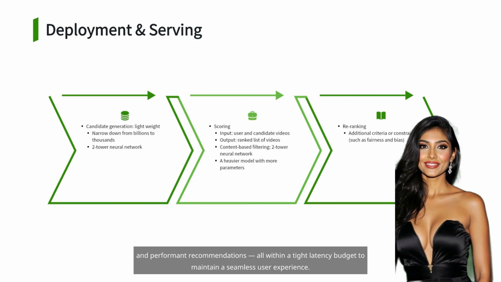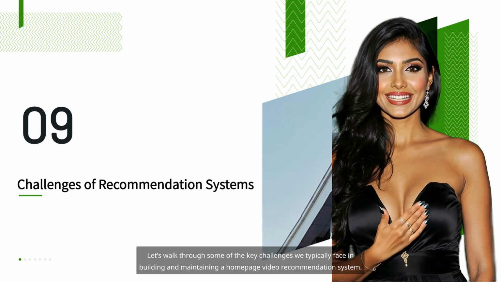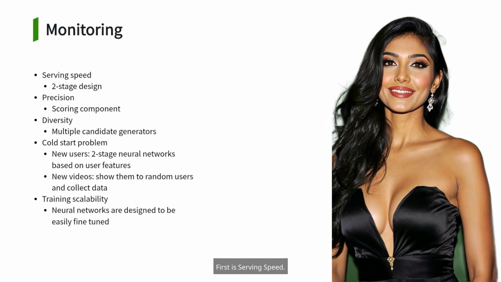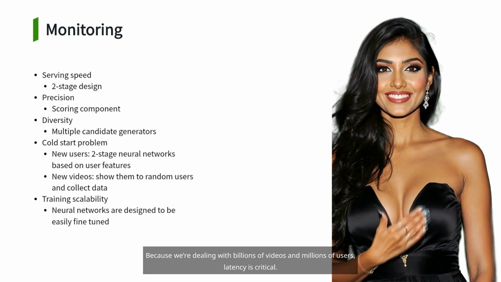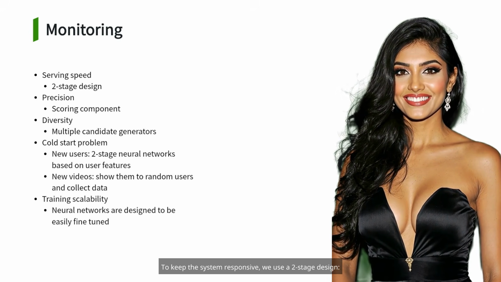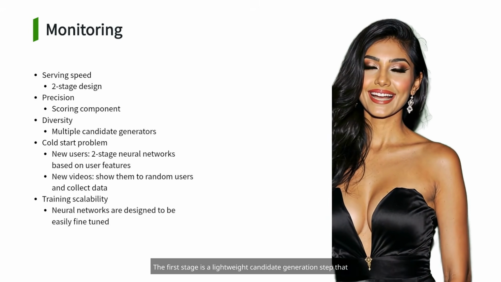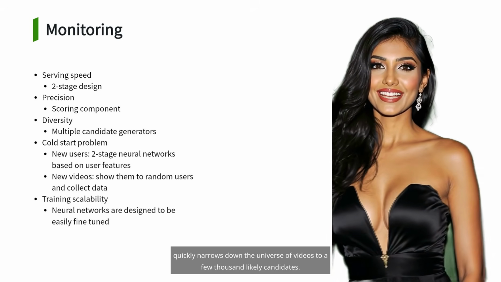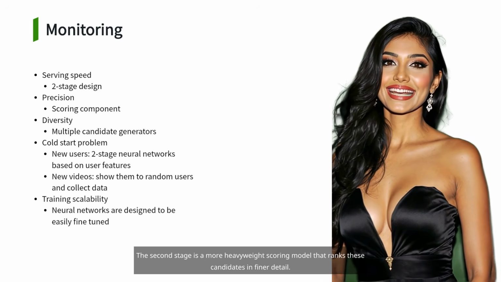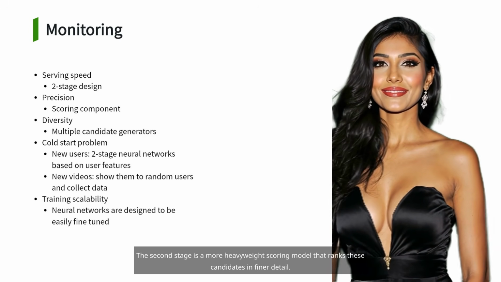Let's walk through some of the key challenges we typically face in building and maintaining a homepage video recommendation system. First is serving speed. Because we're dealing with billions of videos and millions of users, latency is critical. To keep the system responsive, we use a two-stage design. The first stage is a lightweight candidate generation step that quickly narrows down the universe of videos to a few thousand likely candidates. The second stage is a more heavyweight scoring model that ranks these candidates in finer detail.